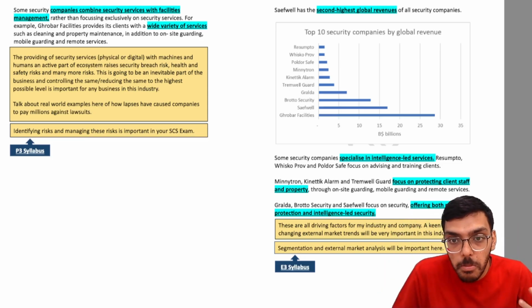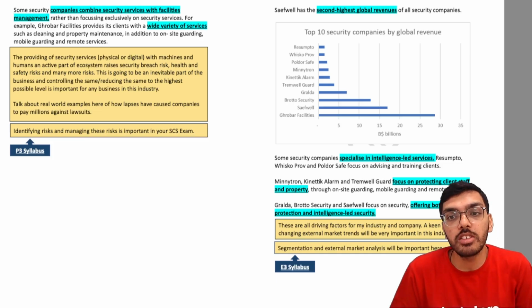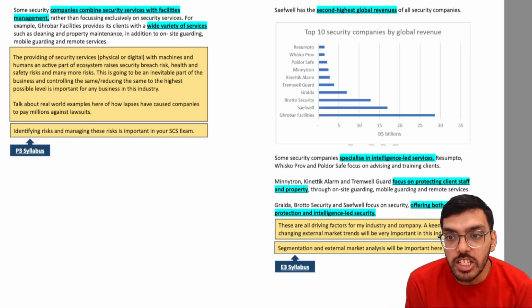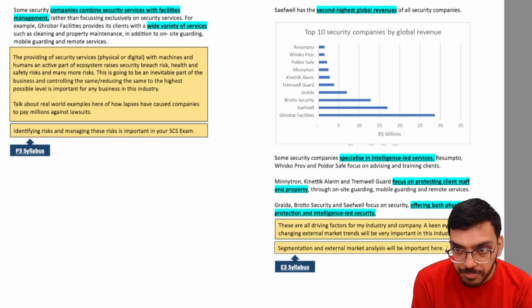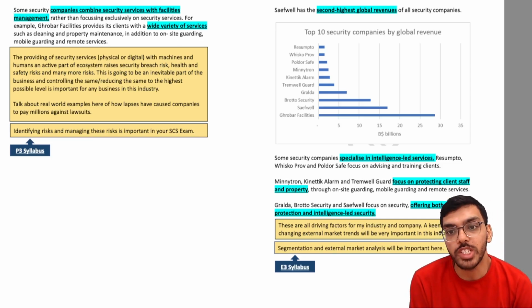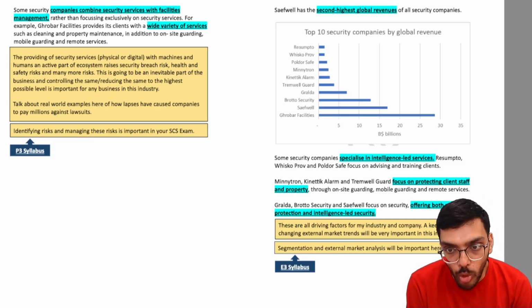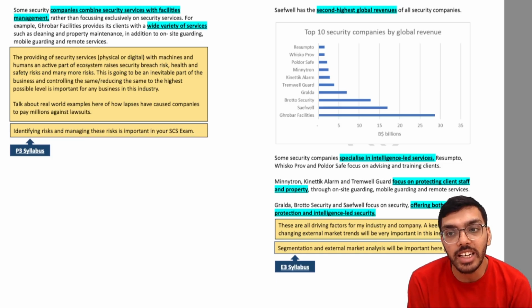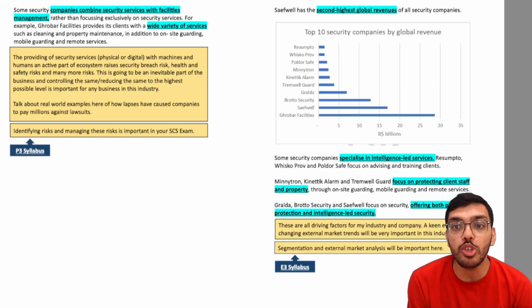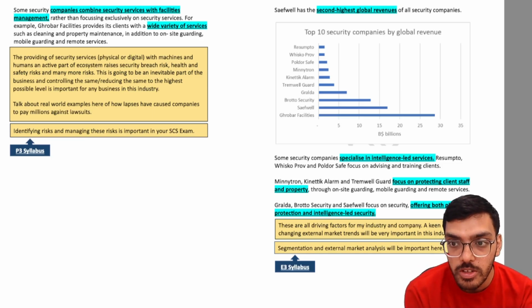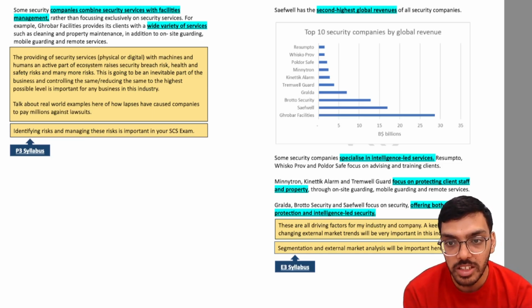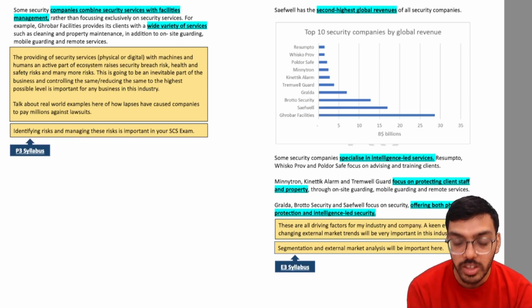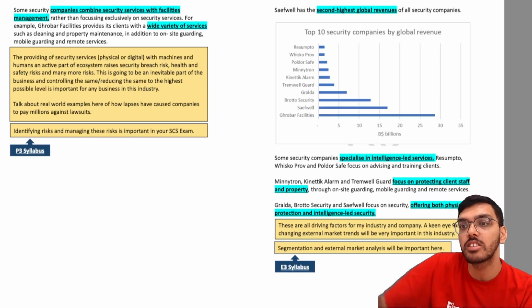Let's remember this. Some security companies specialize in intelligence-led services. Risumto, Viscoprov and Poldor Safe focus on advising and training clients. So they are saying that there are some companies which only focus on some niches, which means that these 2-3 companies that they've mentioned, they specialize in intelligence services.